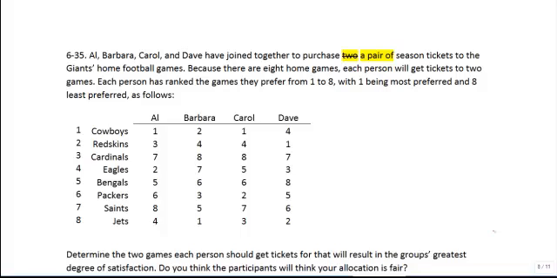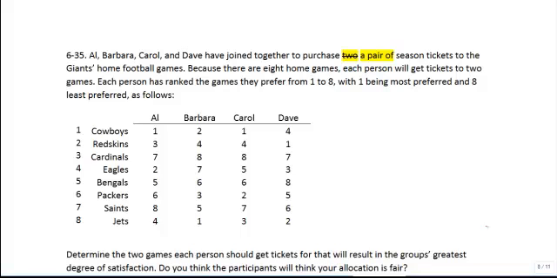Problem 35 is an assignment problem. We have 4 people that have pooled together to buy season tickets to a set of 8 games. They have each ranked their preferences, 1 being the highest preference, 8 being the lowest preference for a game. Each of them should get 2 tickets to 2 of the 8 games. And what we would like to do is award these tickets in such a way that the net rankings are maximized so everybody is as happy as possible.